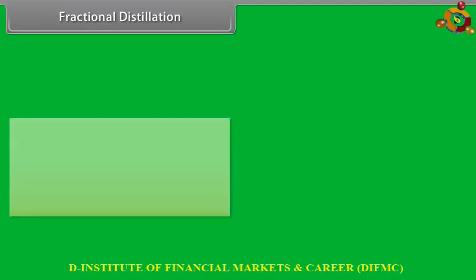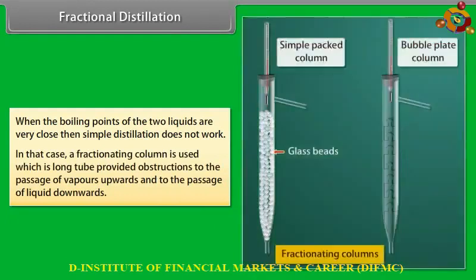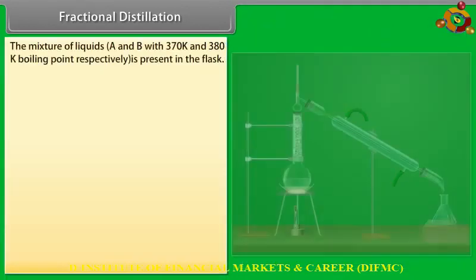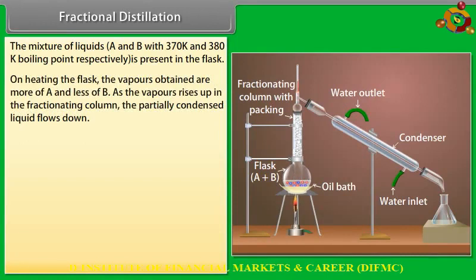Fractional distillation. When the boiling points of the two liquids are very close, then simple distillation does not work. In that case, a fractionating column is used, which is a long tube that provides obstructions to the passage of the vapors upwards and to the passage of liquid downwards. The mixture of liquids A and B with 370 Kelvin and 380 Kelvin respectively boiling points is present in the flask. On heating the flask, the vapors obtained are more of A and less of B.